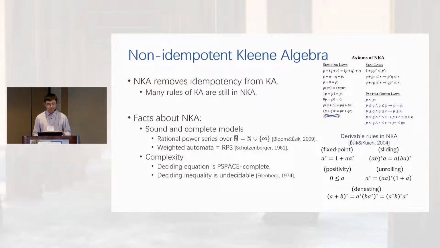For example, in 2009, Bloom and Ishik have shown that a weighted version of a formal language called rational power series over extended natural numbers is a sound and complete model for NKA. 60 years ago, Schützenberger proved that there's a link between weighted automata and rational power series, basically saying that they are equivalent concepts. This link gives the complexity for problems related to NKA. For example, deciding NKA equation is a PSPACE-complete problem, and deciding NKA inequality is undecidable due to an earlier work of Eilenberg on the weighted automata.